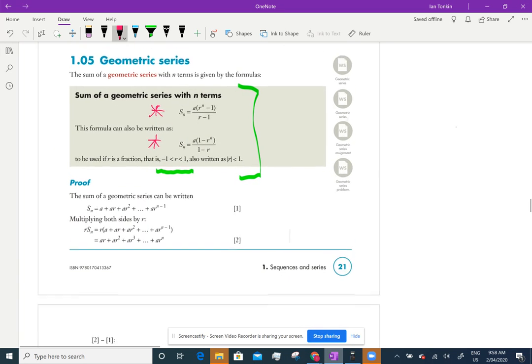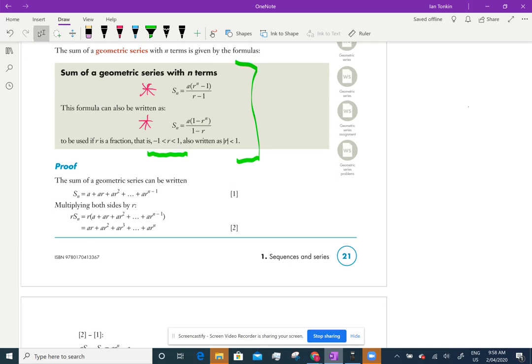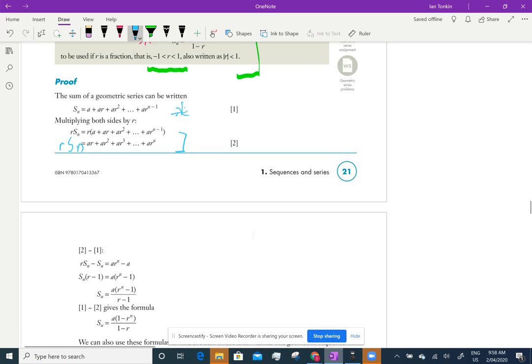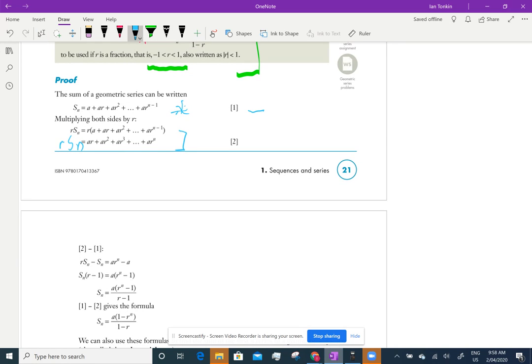Now the proof for it. I'm just going to go through Margaret's because she does a pretty good proof here. So what does she do? We've got our series, as you can see here. And if we multiply both sides by r, as she's written here, you then get this one. Remember, this is still r S n here. Now, here's equation number 1, here's equation number 2.